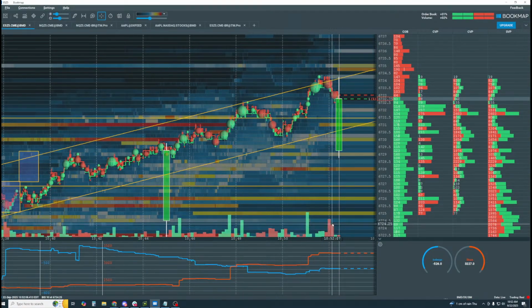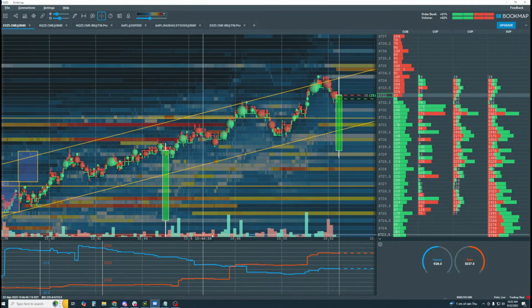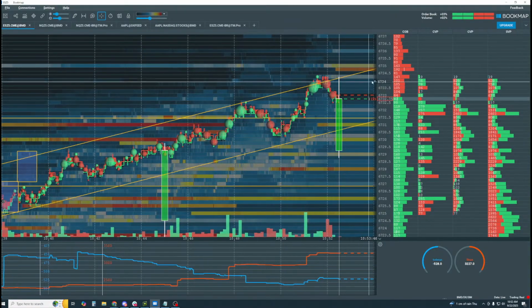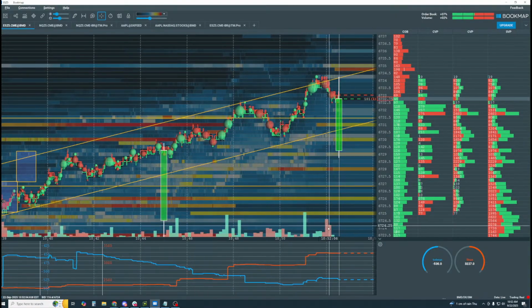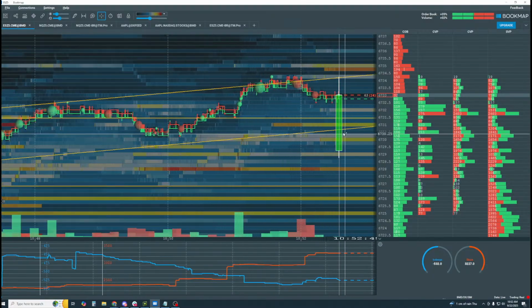Okay, selling. Look at the bars in here. Bars aren't bad in here. There's still more buying though, but this is a little different now. See that this is heavier selling in here.